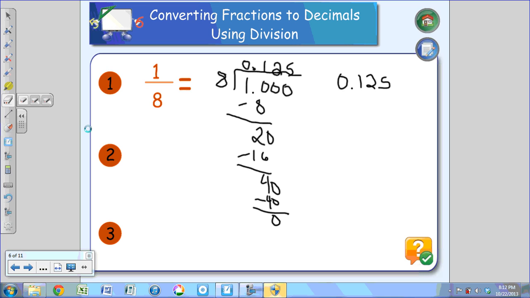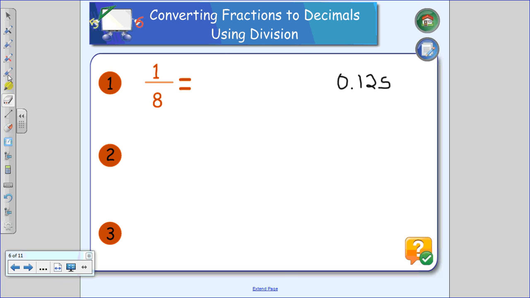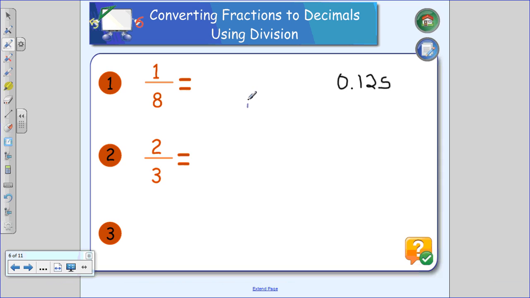All right, I'm going to erase that so I have some room to do the next one. The next one is 2/3. So I'm going to come up here so I have lots of room. The 2 goes in the coffin. 3 goes on the outside. Add my decimal point here and here and add some zeros. Make sure this line comes out here.